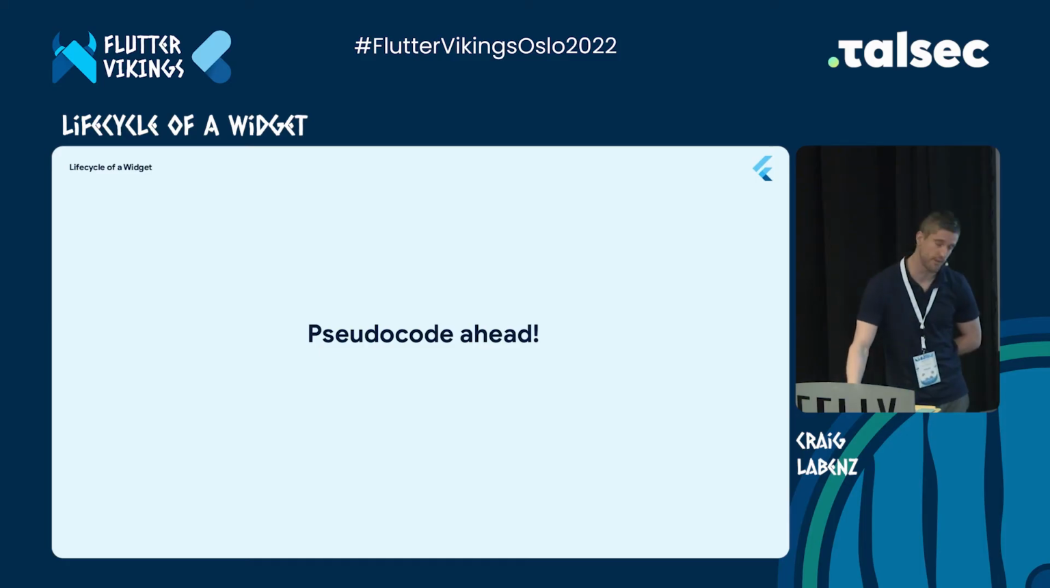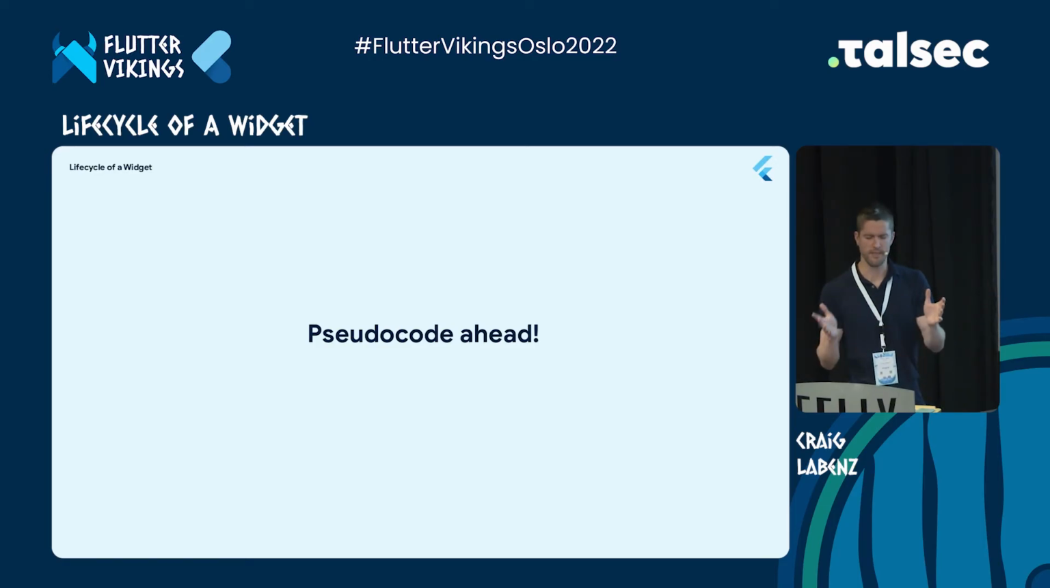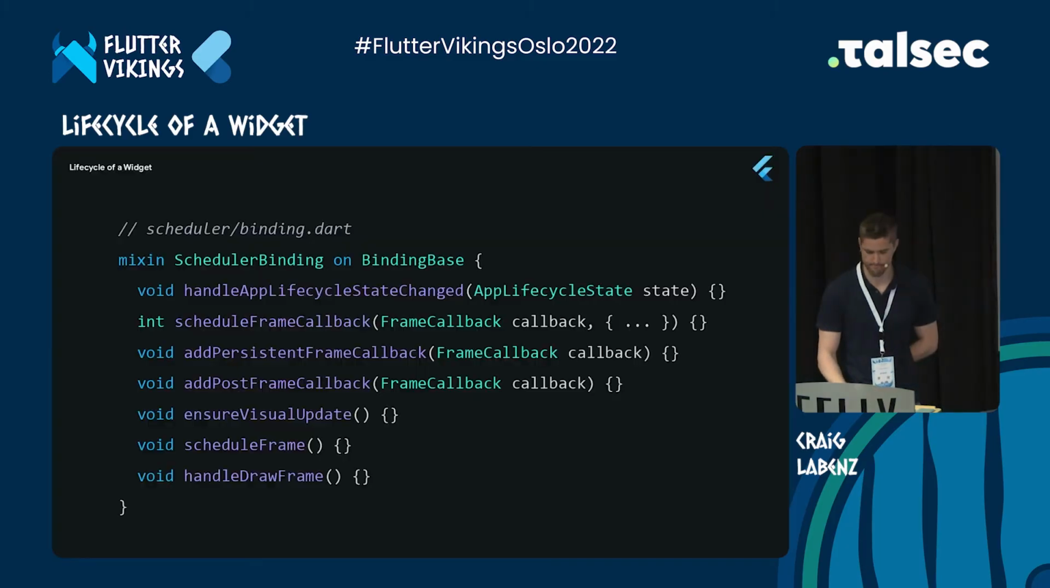As a warning, there is some pseudocode ahead. Occasionally I omit parameters from methods that I'm not talking about, or I pretend two methods are right next to each other, but really, there's like 10 other functions between them. We're going to get an accurate but high level overview here.